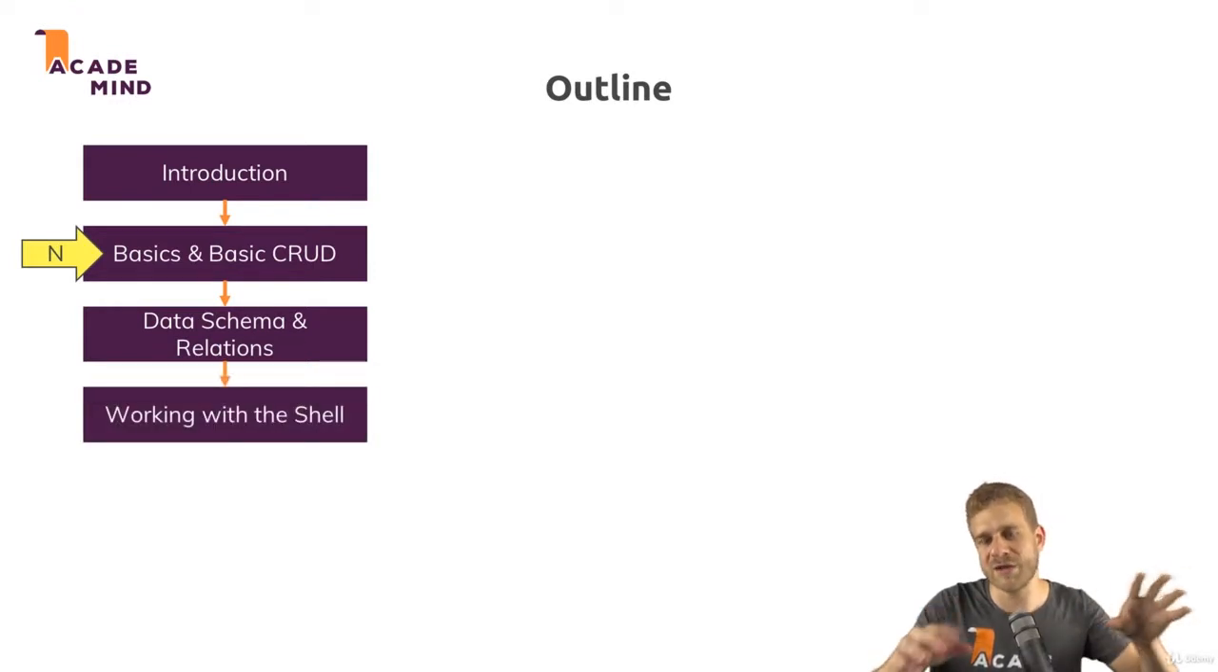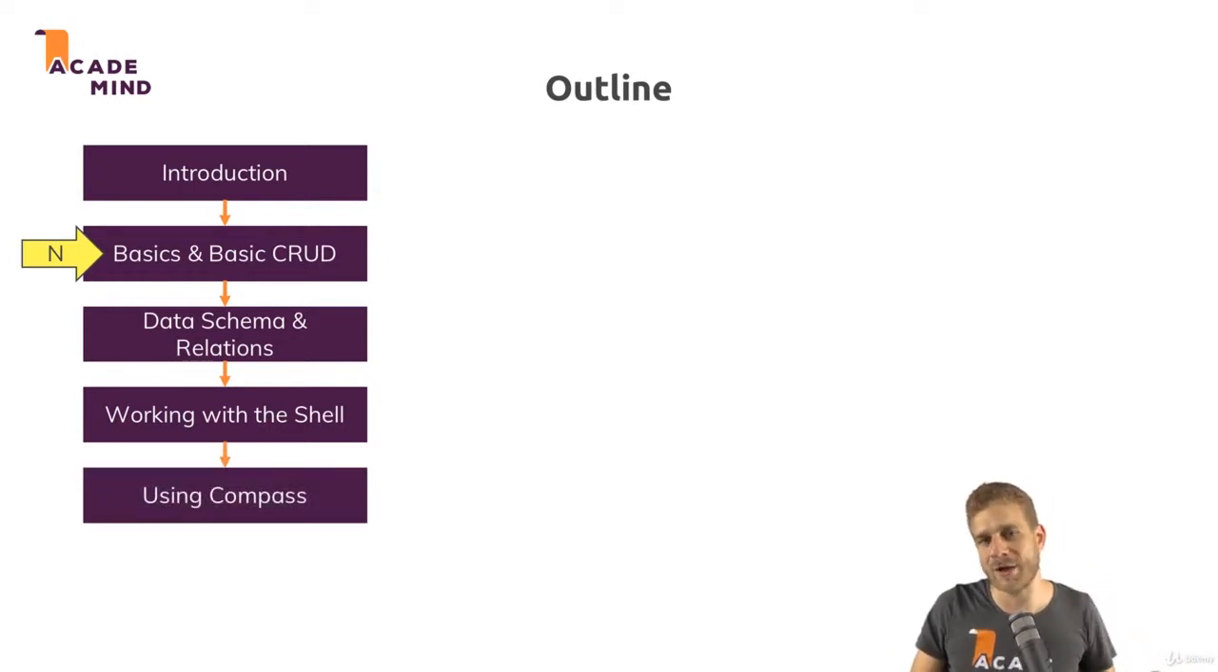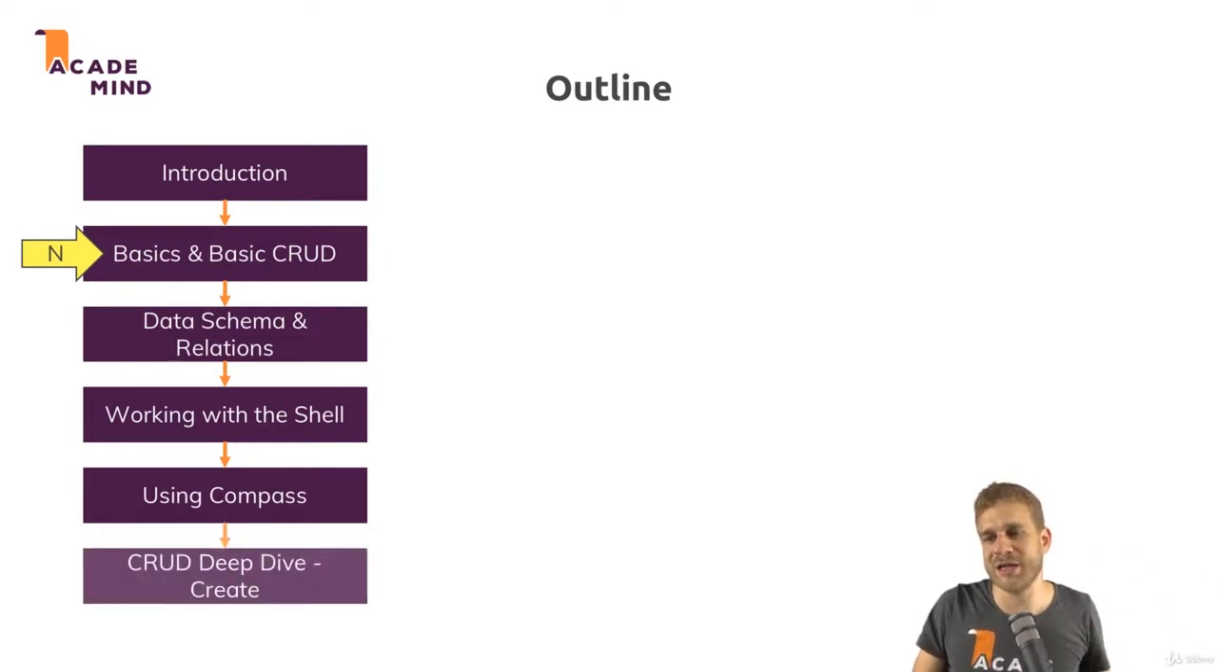Thereafter, I'll dive a bit deeper into working with the shell, some different things you can configure there, and how you can, for example, run that MongoD server as a service on Mac and Linux. And we'll then have a look at the graphical user interface, Compass. We'll not really work with that throughout the course, but I still want you to know it and to understand that you can use that to look into your data.